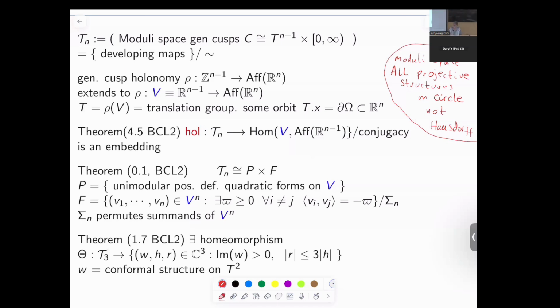The next result is that you can actually say what this space is. A generalized cusp has a Euclidean metric on it defined up to scaling. That is to say, there's a positive definite quadratic form of determinant 1 on the vector space V. That's the similarity structure. In addition, there's a collection of vectors on V defined only up to permutation. The dimension of V is n minus 1. There are n vectors defined up to permutation, and they're not arbitrary.